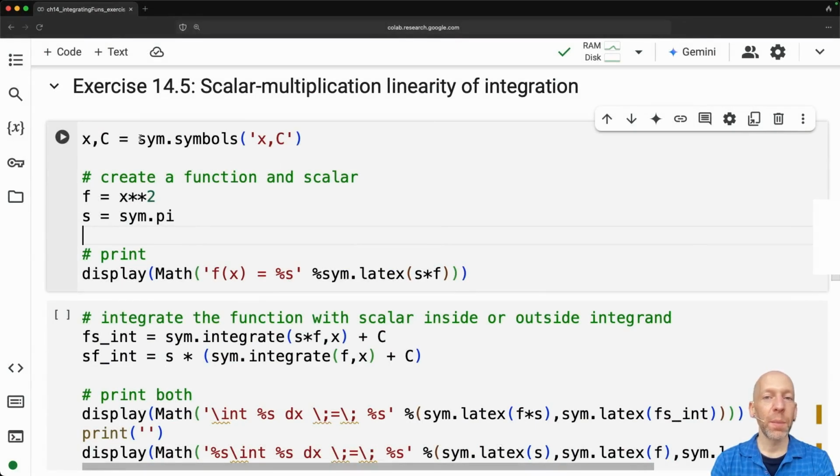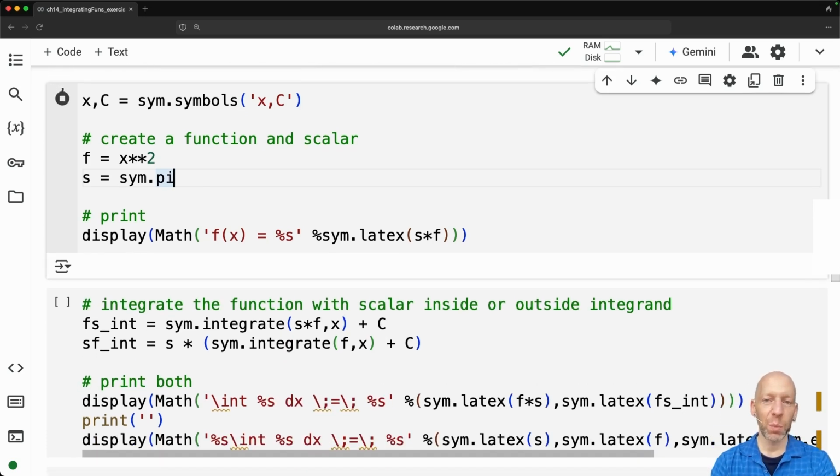scalar multiplication inside an integral. Here I'm creating symbolic variables x and c. C is for the constant of integration. I already created these in the previous exercise, but here they are again. Okay, so here is a key part of solving this exercise. You want to define the function and the scalar as separate Python variables. And that's going to allow you to use them in different ways in different locations.